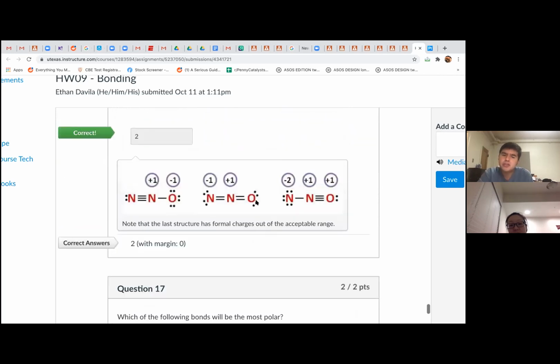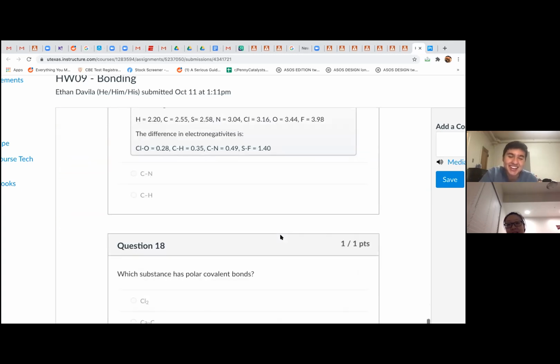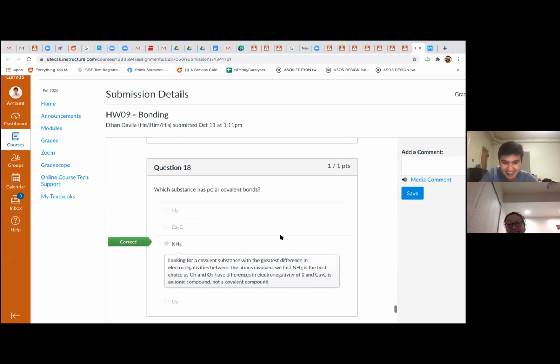Wait, when you're drawing resonance structures, you have to draw a special arrow, right? Yeah, the double arrow. It actually has been patented just for resonance. Wow. I know. I don't think you knew that. Yeah. It's a whole different level.